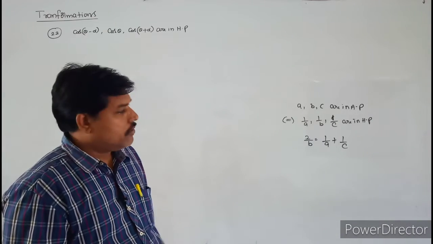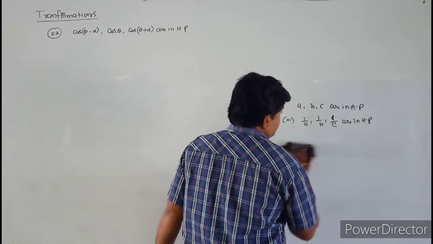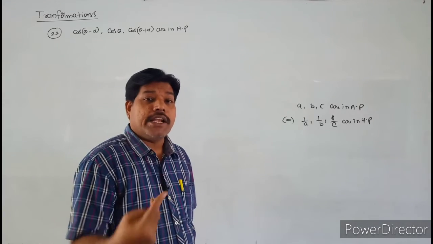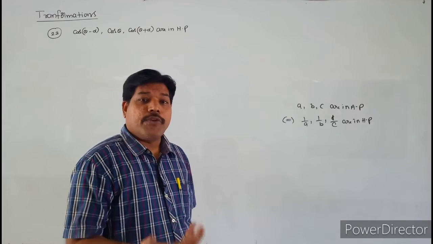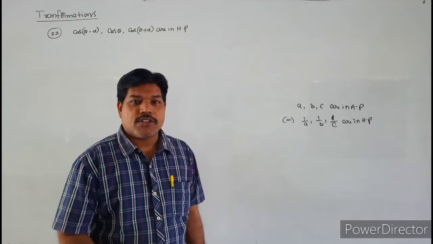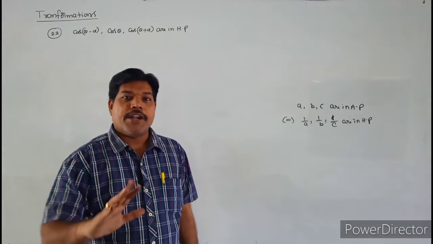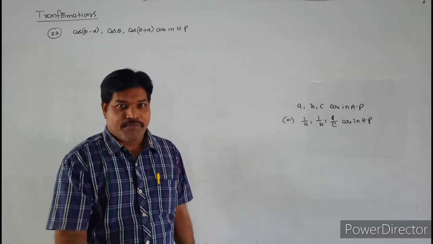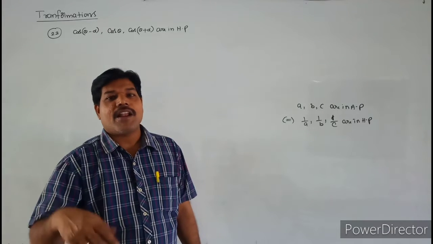Do you understand, students? Here you have to understand only this. If we take the reciprocals of the given terms of a harmonic progression, automatically it converts into an arithmetic progression. So if A, B, C are in HP, automatically 1 by A, 1 by B, 1 by C are in AP. If A, B, C are in AP, 1 by A, 1 by B, 1 by C are in HP.